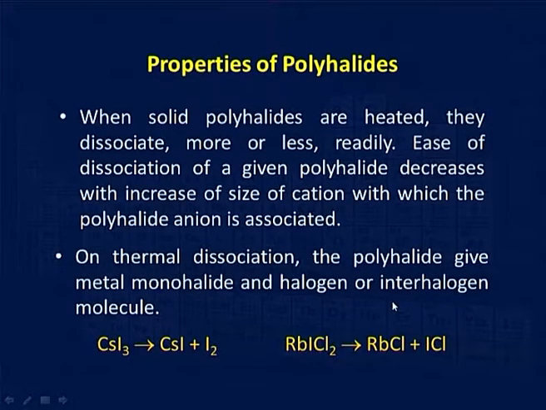When solid polyhalides are heated, they dissociate more or less readily. The ease of dissociation of a given polyhalide decreases with increase in size of the cation with which the polyhalide ion is associated. On thermal dissociation, the polyhalide gives a metal monohalide and a halogen or interhalogen molecule like this. This is cesium triiodide, which on thermal dissociation gives cesium iodide and the iodine molecule, and here it produces a molecule of interhalogen iodine chloride along with this halide.